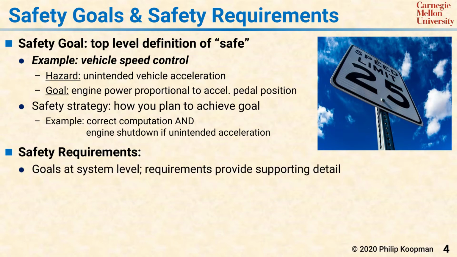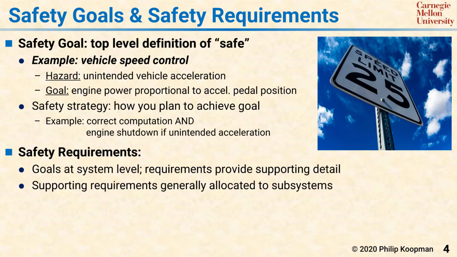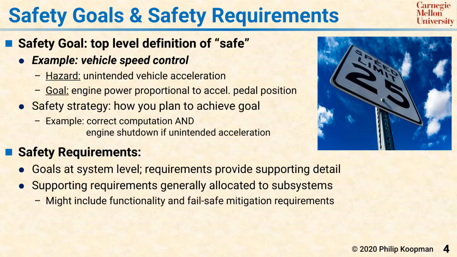Once safety goals have been created, safety requirements are used to fill in the details. Generally, the safety goals relate to the system as a whole, and safety requirements are more broken down so that they can be allocated to particular subsystems or components. Safety requirements can include both functionality and specific failsafe mitigation requirements.